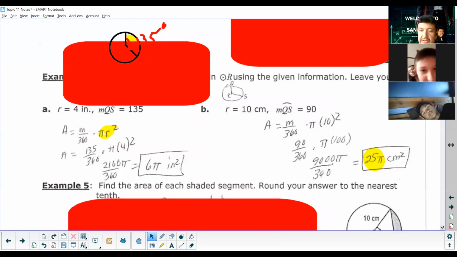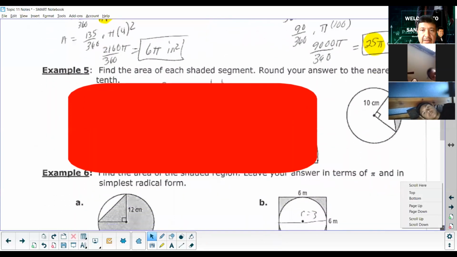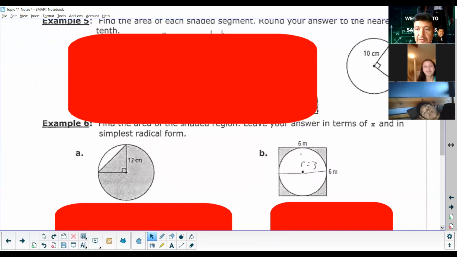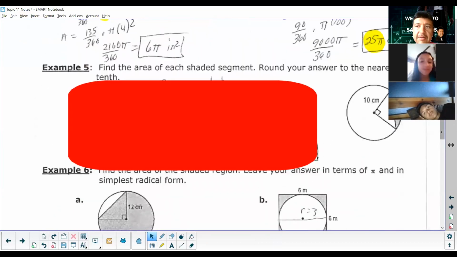Okay, Celeste, I want you to read this next one right here. What did you say? Read example number 5. Find the area of each shaded segment. Round your answers to the nearest tenth.